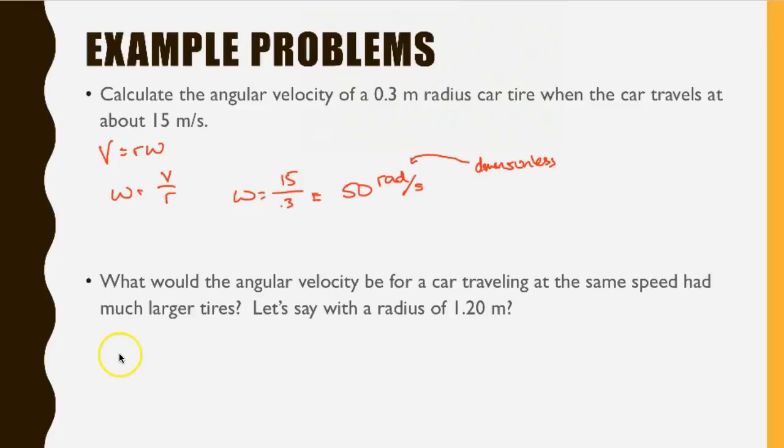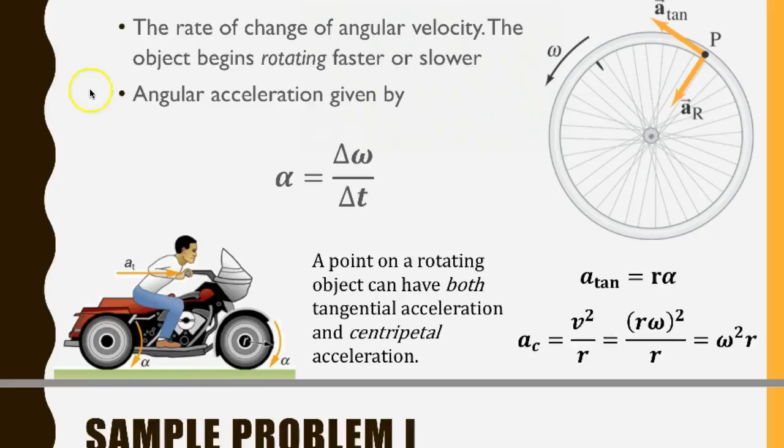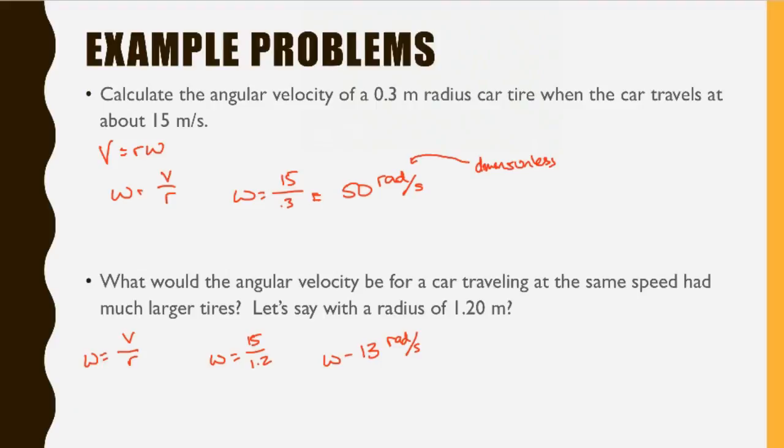Let's look at the second part here. It says, what would the angular velocity be if the radius had been 1.2 meters instead of 0.3 meters? So let's just see what happens here. What would the angular velocity be if they had the same speed but larger tires? Well, the angular velocity would be 15 divided by 1.2, which should give me, I believe, 12.5 radians per second. Let me go back up. Okay, so it should be 12.5 radians per second.